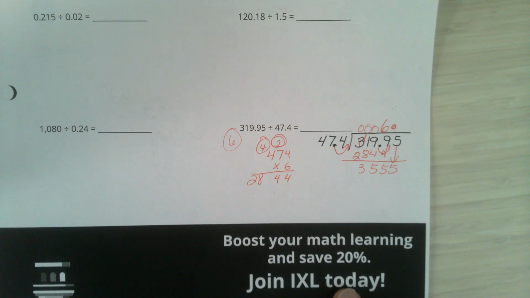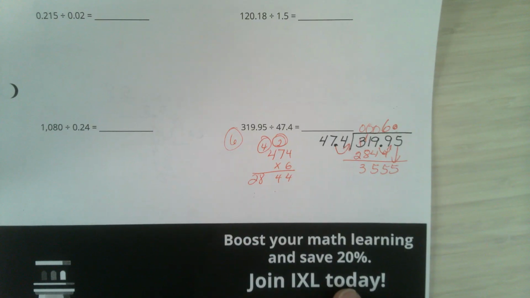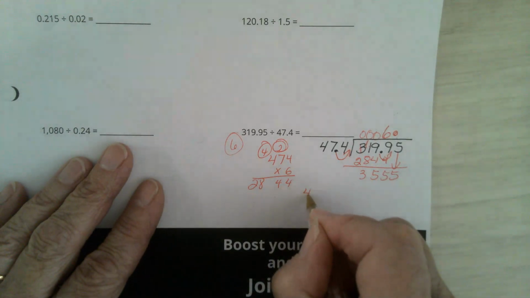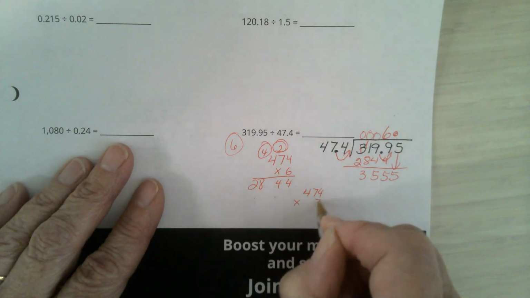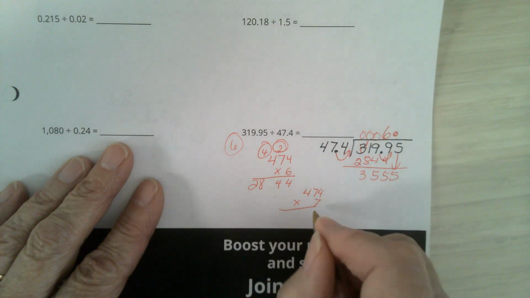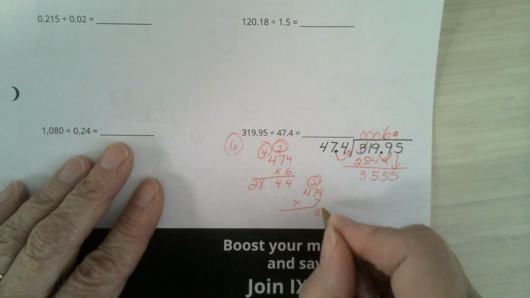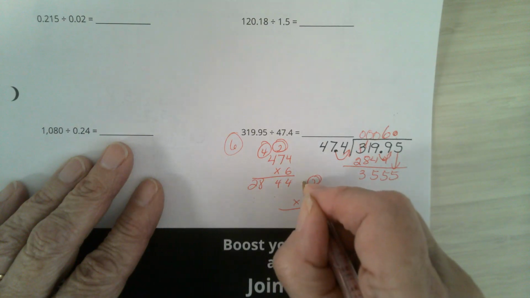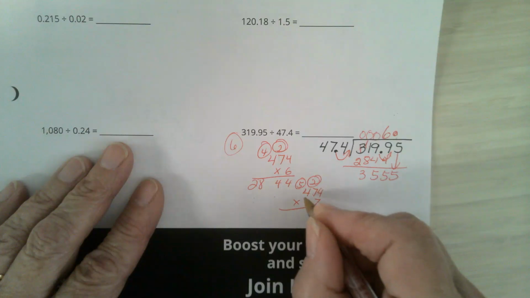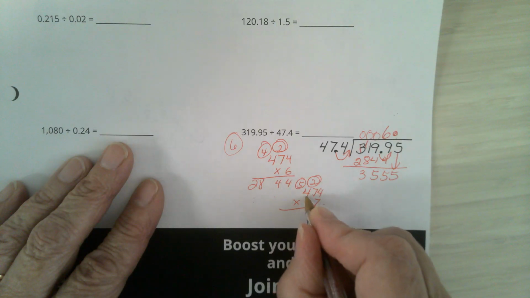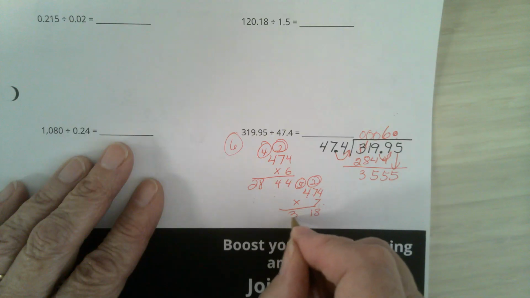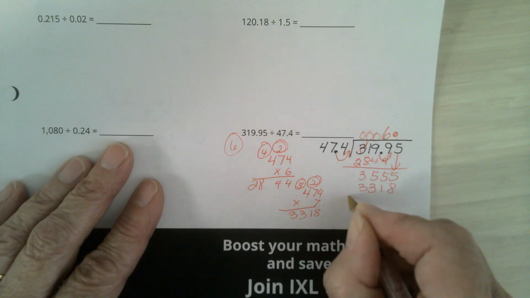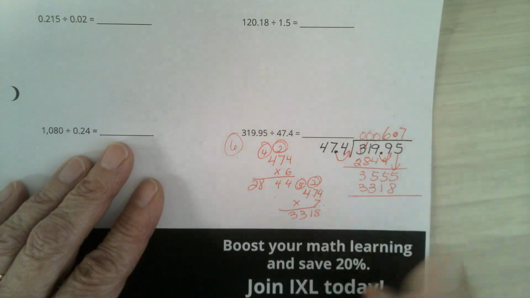Well, it's going to be bigger than a 6. Let's try 7. Oh, I now know why somebody really wanted me to do that problem. All right, 7 times 4 is 28. Put down an 8, carry a 2. 7 times 7 is 49. Plus 2 is 51. Carry a 5. 7 times 4 is 28. Plus 5 is 33. 3, 3, 1, 8. And there's a 7 above the 5. Got that?